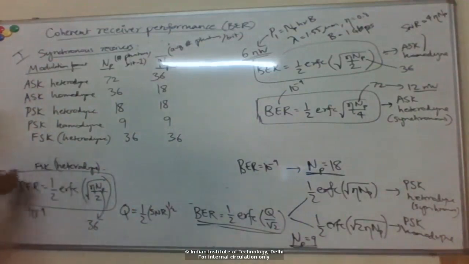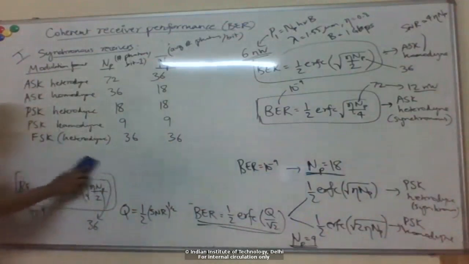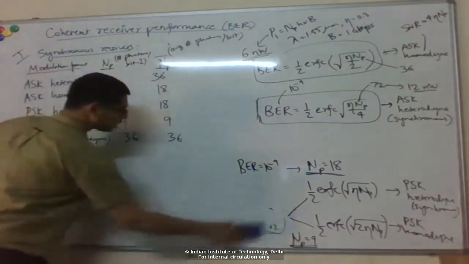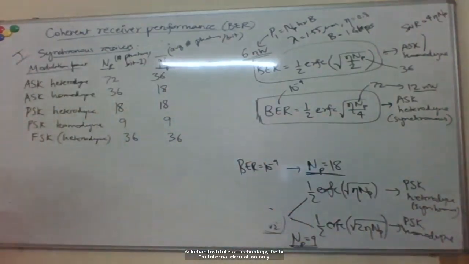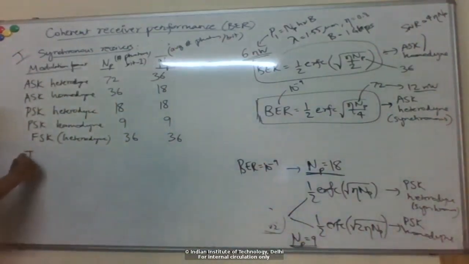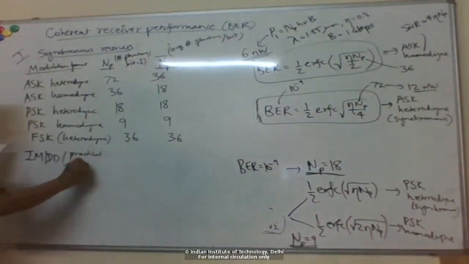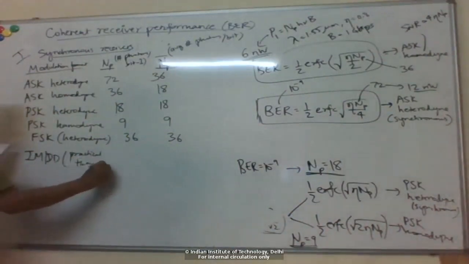Okay, and so now we can compare this to direct detection. So these are coherent detection schemes. So now if we had an IMDD, simple IMDD link, so a practical case of thermal noise limit.